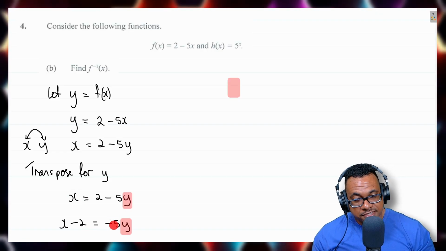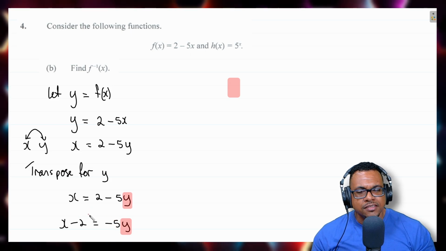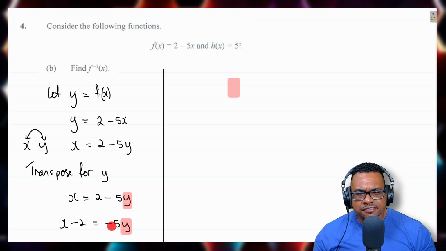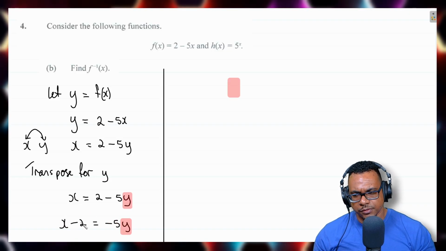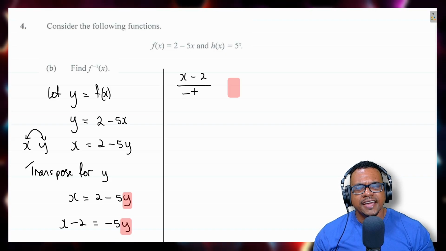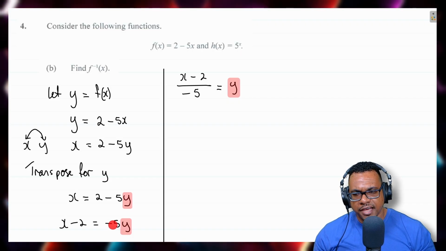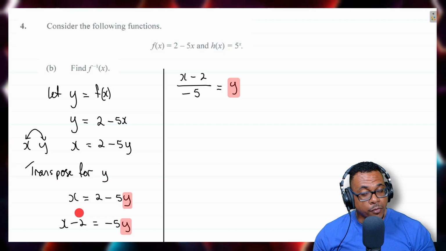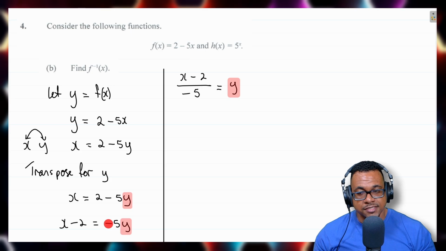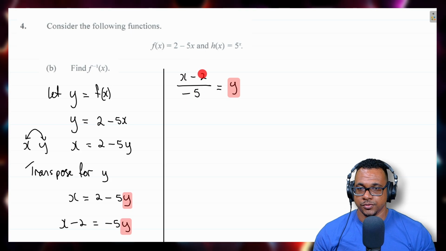Now, this negative 5 is being multiplied by the y. So when I transfer the negative 5 across the equal sign, the operation will change from multiplication to division. So the negative 5 will go under the x take away 2. That will read x take away 2 divided by negative 5 is equal to y. So we see that we transfer the negative 5 across the equal sign, and the operation changed from multiplication to division. So no sign change. This remains negative. What took place is multiplication to division, so negative 5 went under the x take away 2.